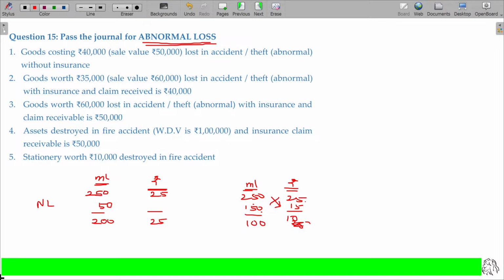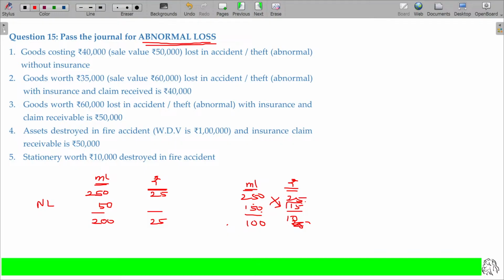It's reasonable. But the loss is due to my carelessness, so I cannot transfer the carelessness loss to the customer. So for the 100 ml, it's only 10 rupees. That's how the billing will be.